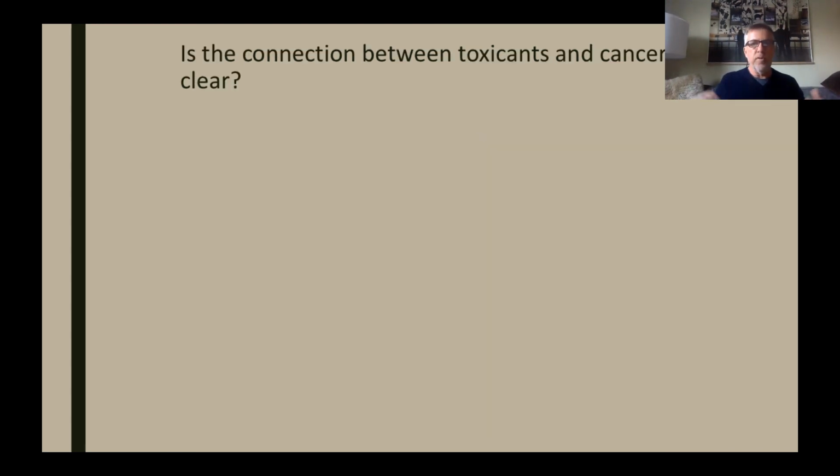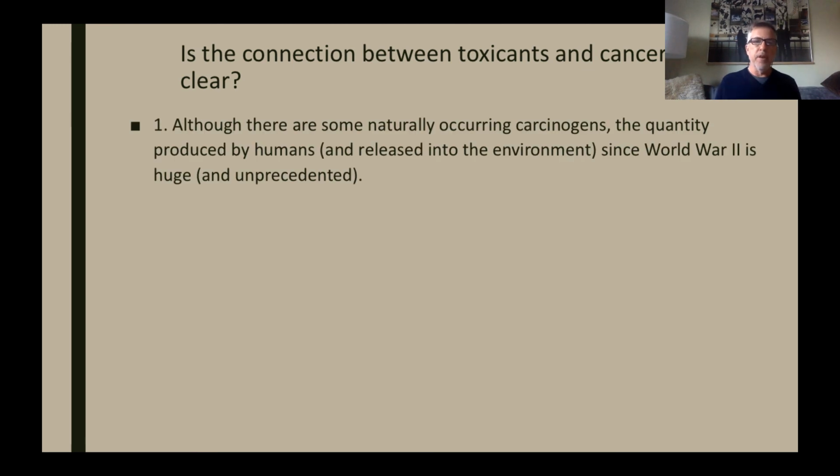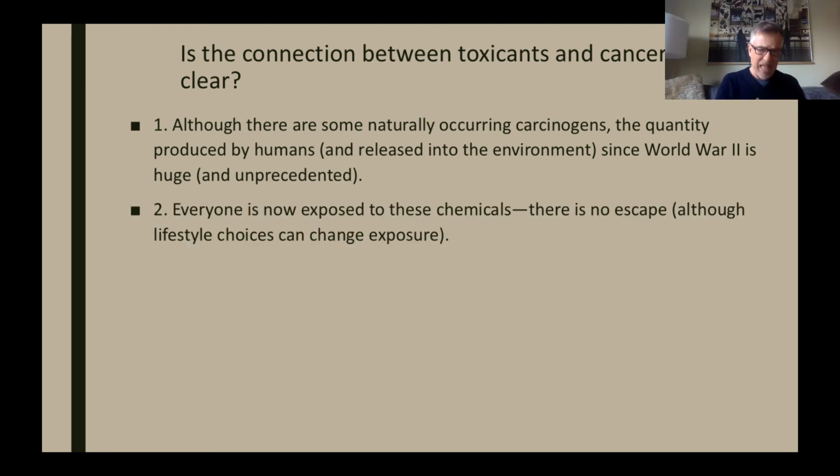I want to do a review to ask you whether you think the connection between toxicants and cancer is clear. There are some naturally occurring carcinogens, but the quantity produced by humans and released into the environment since World War II is huge and unprecedented. Everyone is exposed to these chemicals. There is no escaping them, although lifestyle choices can change exposure. For example, eating organic food reduces your exposure, and not eating meat reduces your exposure because animals bioaccumulate more than plants do.